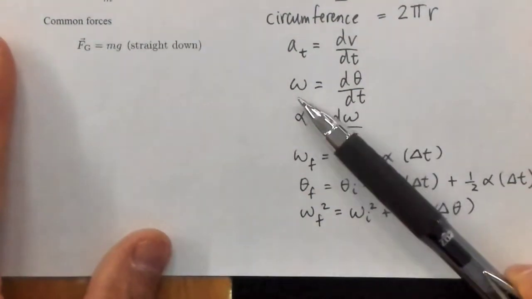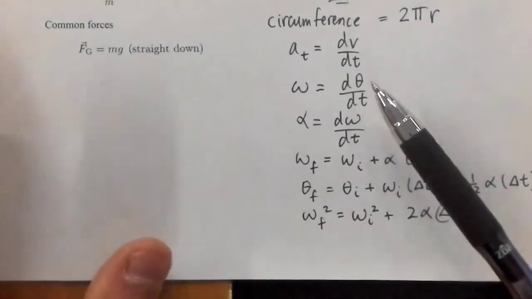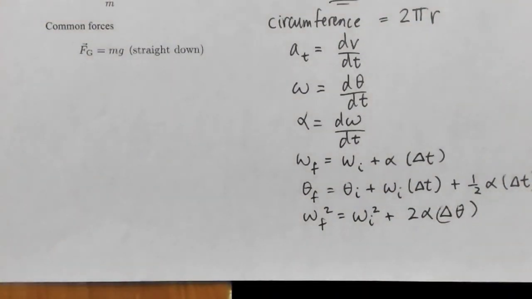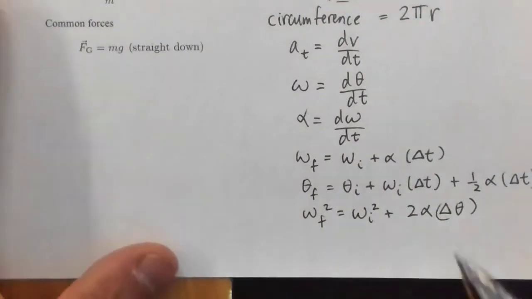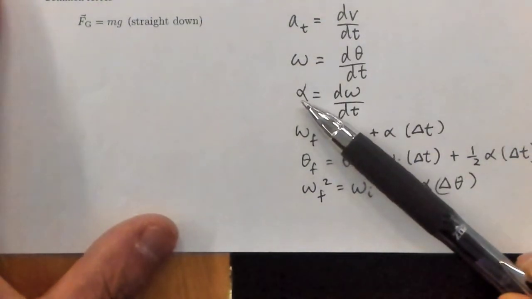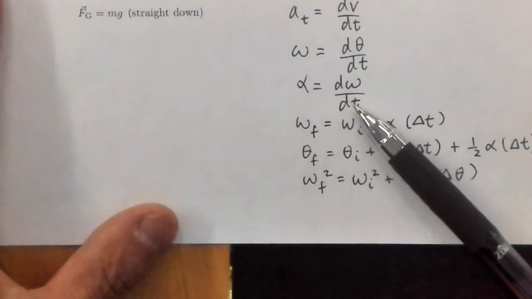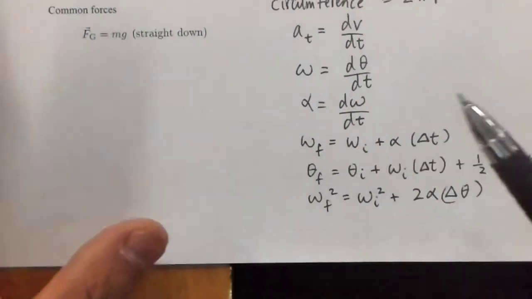And then there's just the definition of the angular velocity omega. Omega is d theta by dt, the time derivative of the angle. And then the instantaneous angular velocity. And then the angular acceleration is the derivative of the angular velocity with respect to t. Okay, is everybody good on that?